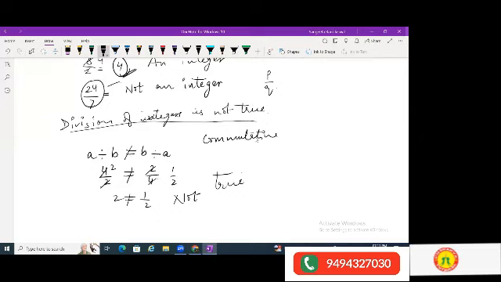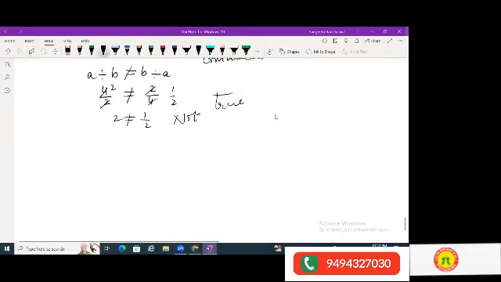Ma'am, so you mean that division of integers is not applicable for closure and commutativity? Yes, it's not closed and not commutative. Okay. अब दूसरा कुछ देख लेते हैं. Let's see for associative also. है? एक बार हम associative में भी check कर लेते हैं. Let's check associativity. एक बार एसोसिएटिविटी चेक करते हैं.